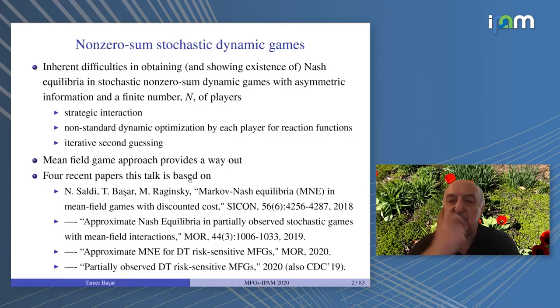So my motivation all along in looking at mean field games has been driven by an agony I had in trying to obtain Nash equilibria, also Stackelberg equilibria in some sense, but I'll not be talking about that, in stochastic non-zero sum dynamic games when players do not share their information, which is what we would call asymmetric information. And these games, when you have a finite number of players, a finite population, are extremely challenging.